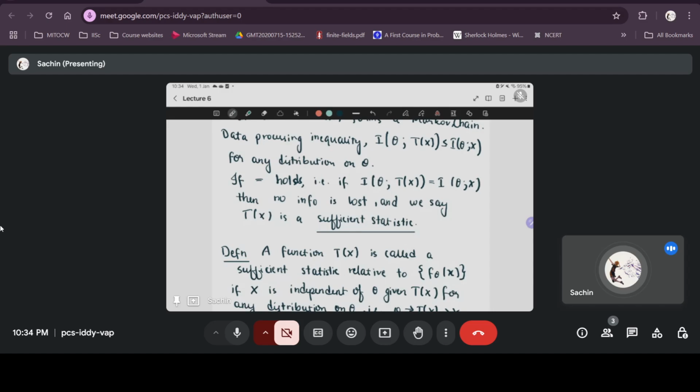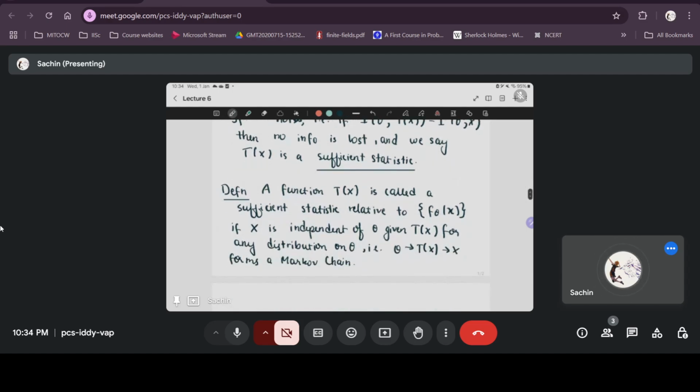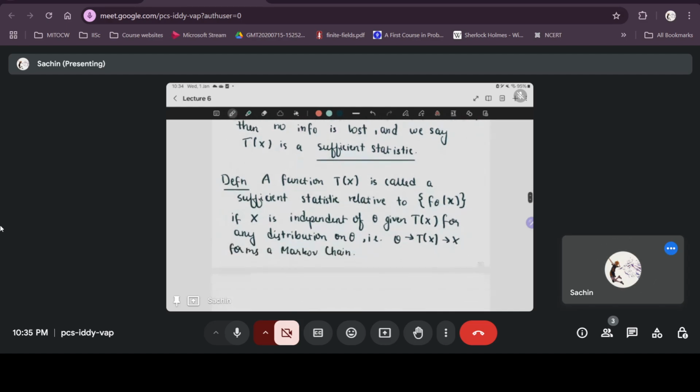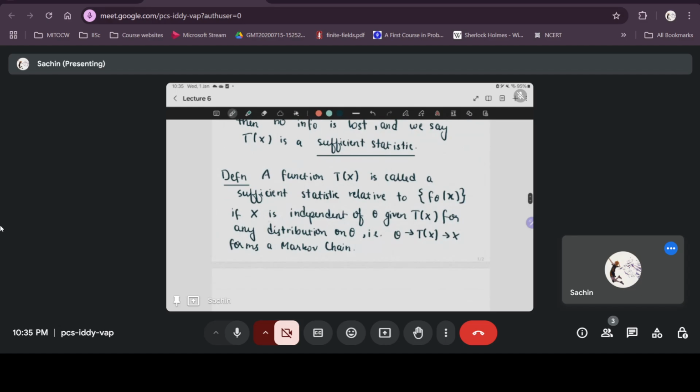And that only happens if theta and X are independent given T(X). So it's an indirect way of saying I(theta;T(X)) is equal to I(theta;X). So X is independent of theta given T(X).